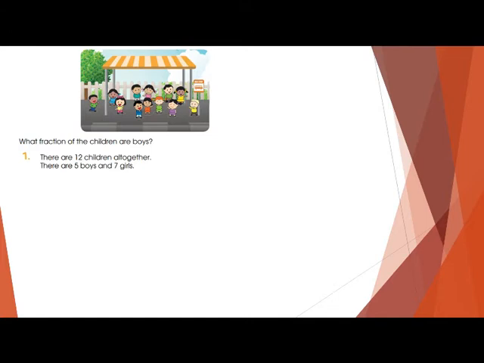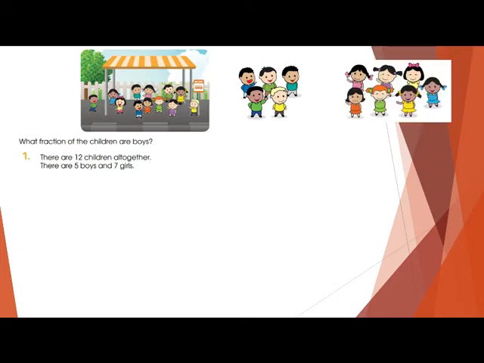You can count the total children: there are 12. There are 5 boys and 7 girls. You can separate them: 5 boys and 7 girls. 5 out of 12 children are boys. So we can write it in the form of a fraction: 5 upon 12 of the children are boys.